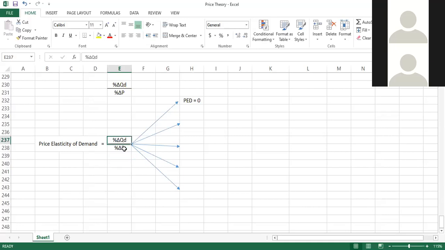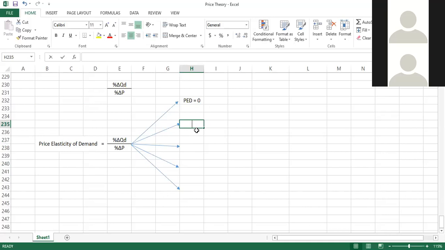Quantity should be 0, right? If the price is 0, that means the denominator is 0, so what is the meaning? The answer is infinity. But if the percentage change in quantity is 0, then the numerator is 0, and when you divide 0 by any number, the answer is 0, right? So sometimes the price elasticity of demand may be equal to 0. Sometimes it may be more than 0, but less than 1, right?